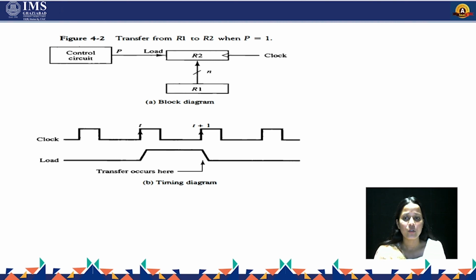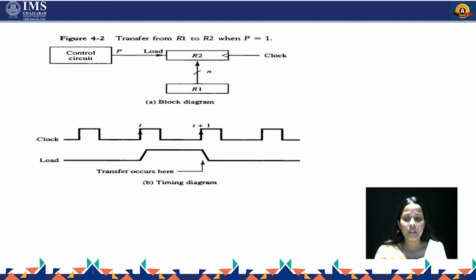from R1 to R2. In this diagram, we have a control circuit, R1 register, R2 register, and we have a clock and a load line. The number of bits will be represented by N. That means how many bits you are transferring from register R1 to R2 will be represented by N. The load line and the control line are synchronized. That means whenever the clock pulse gets activated, the load line will be enabled and further the data will be transferred from R1 to R2. N is the number of bits, the clock is synchronized with the load line, and both, with synchronous communication and coordination, will make the data transfer from R1 to R2.